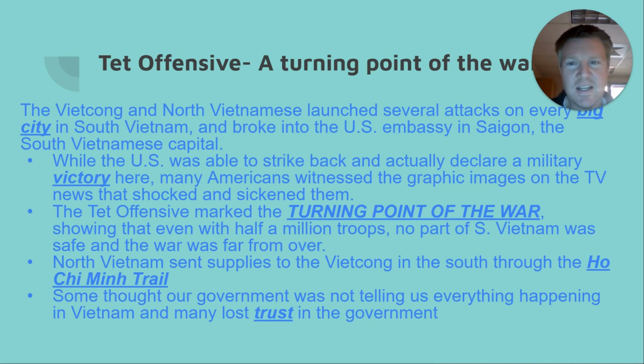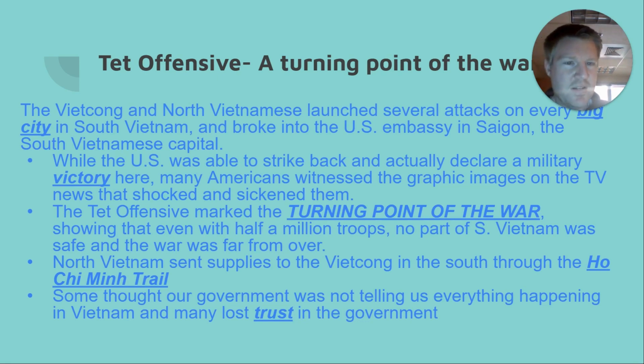During the surprise attack, the U.S. embassy was broken into in Saigon, the South Vietnamese capital, and it was really a black eye for the U.S. because all of this was captured on TV and news media. It made the U.S. look incompetent, and it showed that even with 500,000 troops, they couldn't defend their positions effectively.